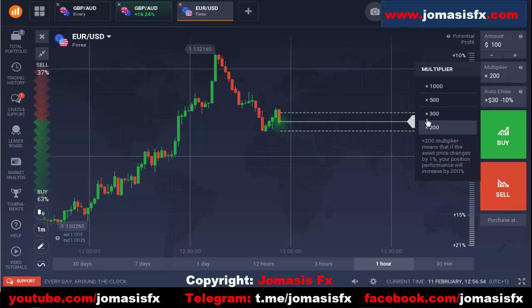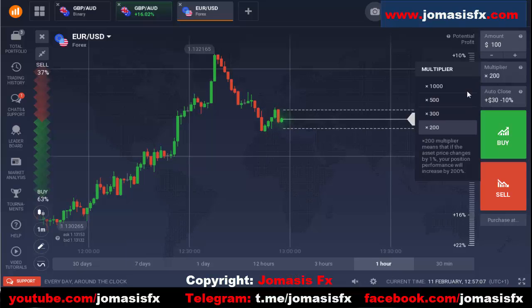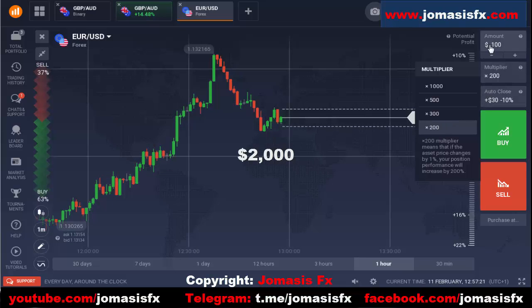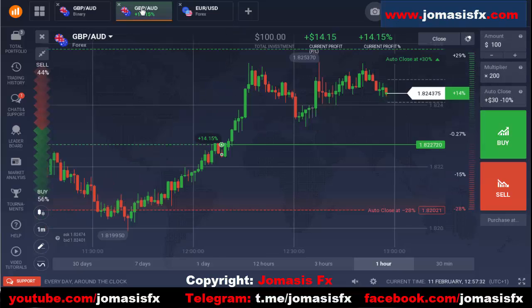Like here, if you use this 200 times, and this is 100, we are going for $100, and you are telling this platform, since we have $100 here, and we are going for a multiplier of 200. Now, if you multiply 200 by 200, I think that should be $10,000. Yeah, I think that should be $10,000. So, since you have $100 here as the amount you are trading with, I think it is the same thing like what I did here.